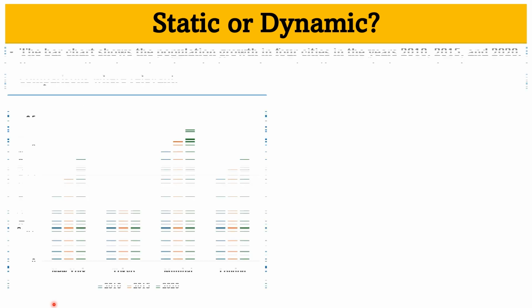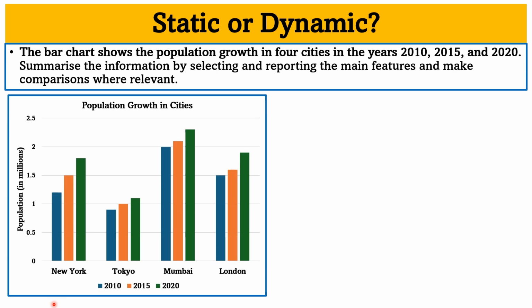Before we end, let's check your understanding with a quick activity. I'll show you 3 bar graphs. Your task is simple. Decide whether the data is static or dynamic. Here is our first graph.